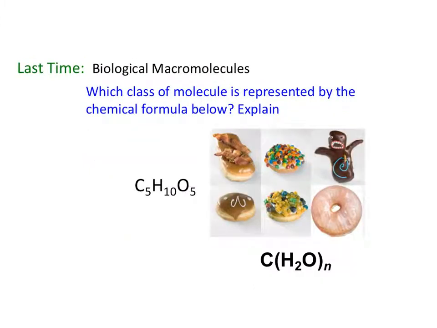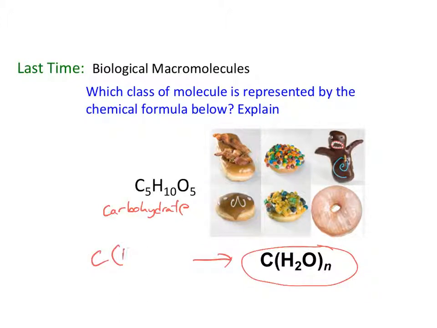Second question, which class of molecules is represented by the chemical formula below, and explain your reasoning. And I think I actually left the reasoning already here. I'll just leave it because this will take too long to go back and re-edit, but basically figure out what this is. And this is a carbohydrate. And the reason you know that is because for every carbon, there is one water molecule, so carbohydrate.